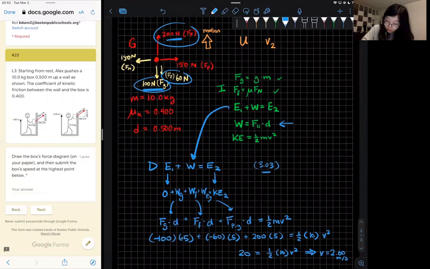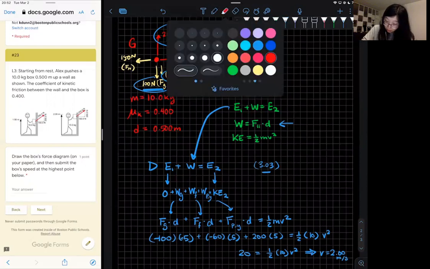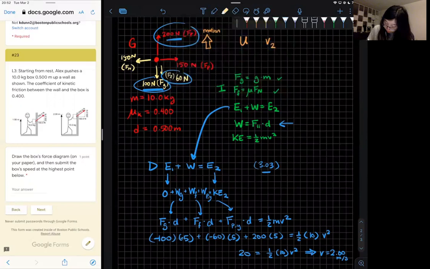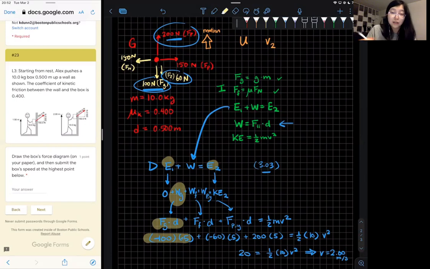Again, a couple of things to highlight from here. One is that this work of gravity term, you can include it if you don't use potential energy. If you counted potential energy in your energy, then you'll find that you should not include this work of gravity term as well, because that would be double counting it. Yeah, so just double check that.